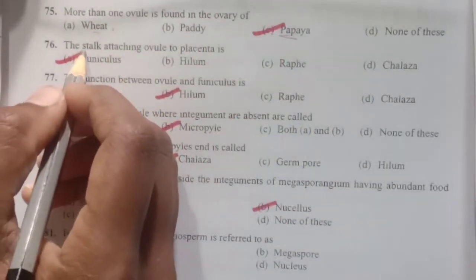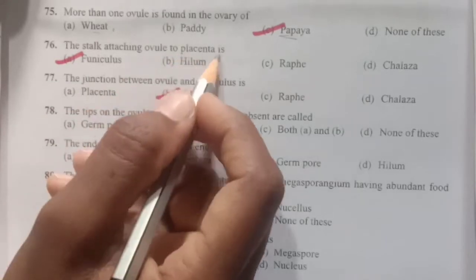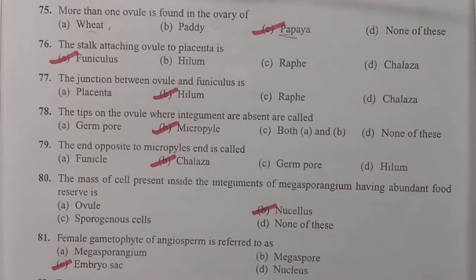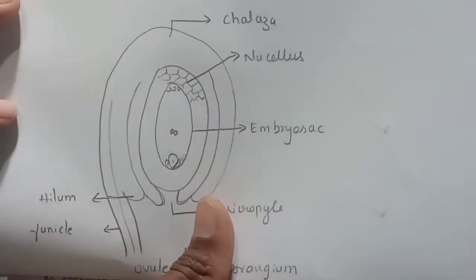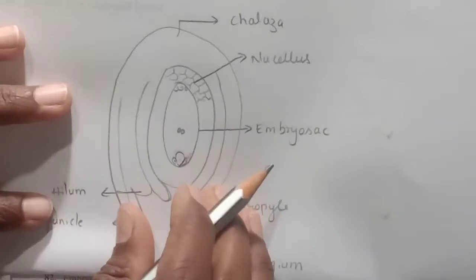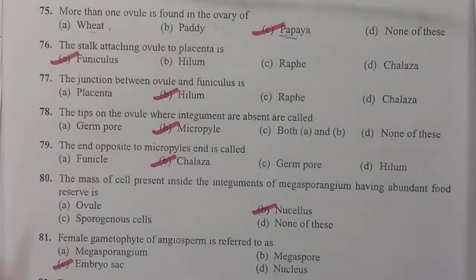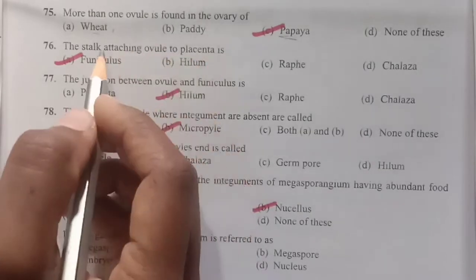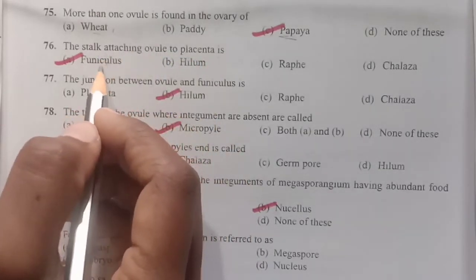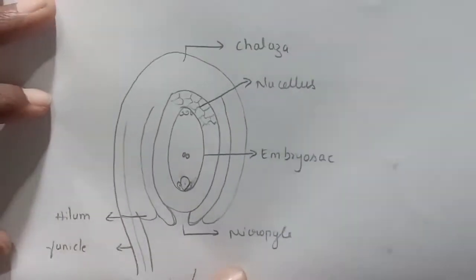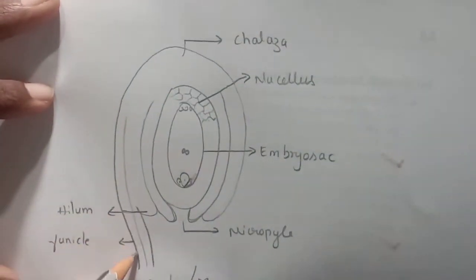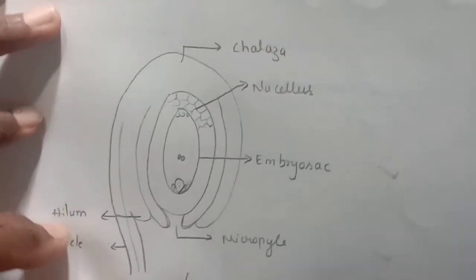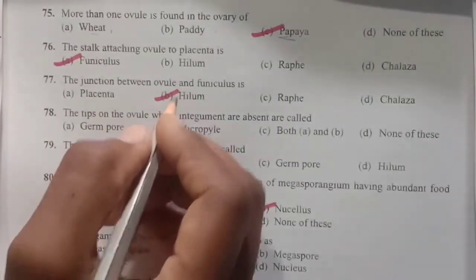And next question, the stalk attaching the ovule to the placenta is. For this we need a diagram of the ovule. When you look at the structure of the ovule, they are asking for the part, the stalk attaching the ovule to the placenta. The stalk of the ovule is called the funicle. This funicle is usually attached to the parenchymatous tissue called the placenta. So the correct answer is the funicle.